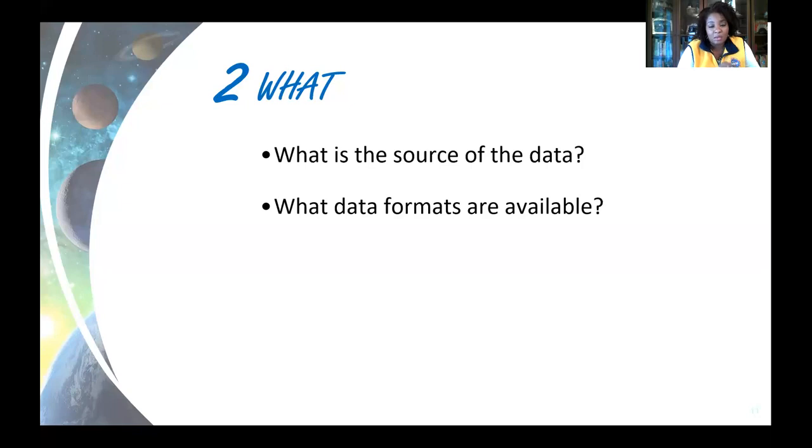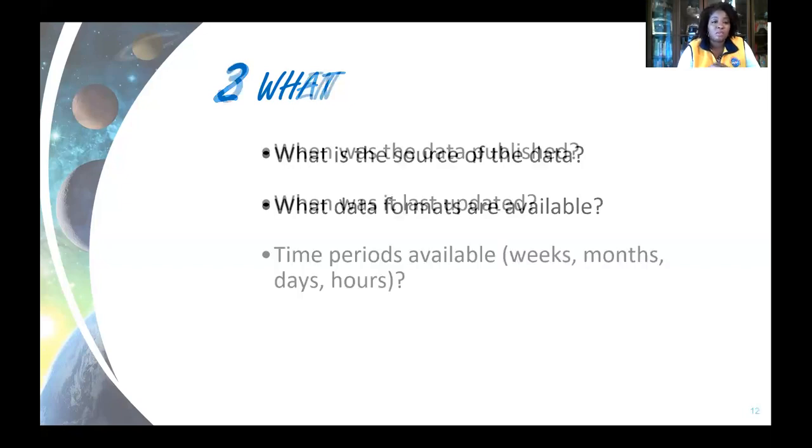What data formats are available to you? We talked about open data being technically open, being machine readable. So depending on what you plan to do with the data and the volume of the data, you may not need to or want to access it programmatically, such as via an API, which is Application Programming Interface. A static comma-separated text file, CSV, or an Excel file might be just fine for you. So what is the source of the data? What data formats are available?